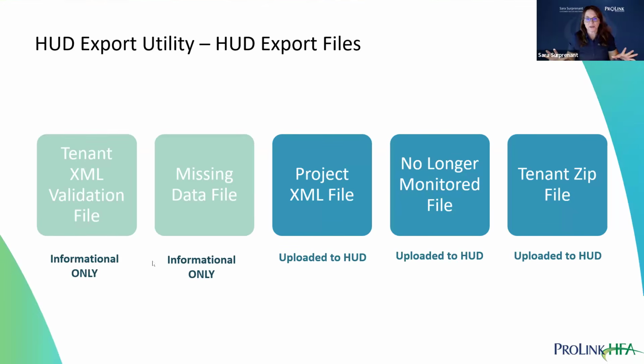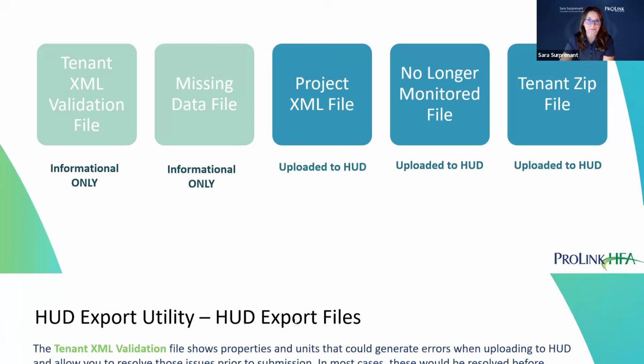Okay, now we're going to talk about the file types, since we've gone through those and kind of showed some screenshots of, hey, here's all the data that we need for these files. Let's talk about what these are for. The first two, the tenant XML validation file and the missing data file, are just to help you get your data in shape to upload to HUD. You would not upload these to HUD. They are informational only. These are the three files that you will upload to HUD from the HUD export utility.